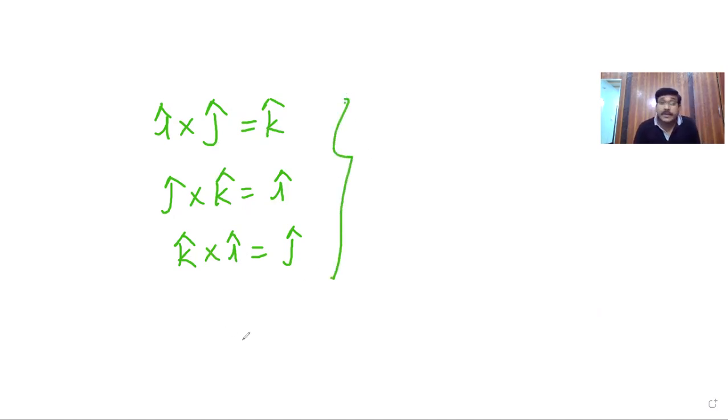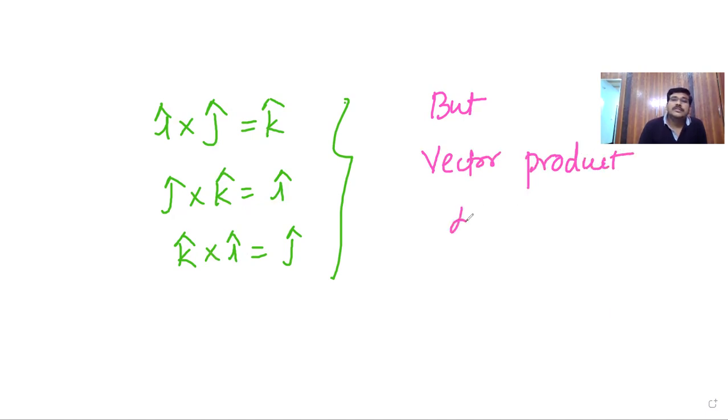Okay. But remember always, vector product does not follow the commutative law.